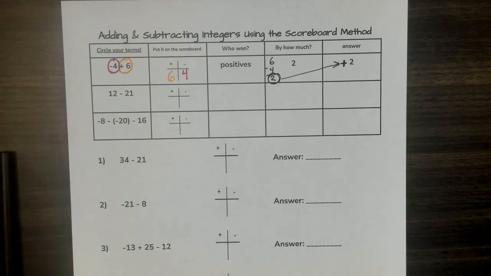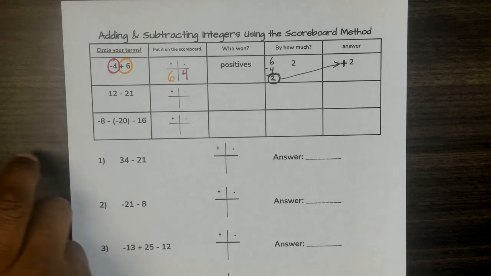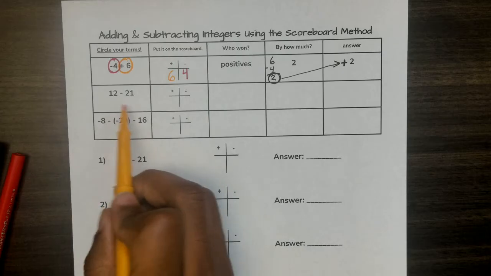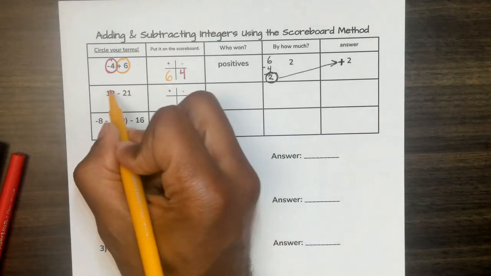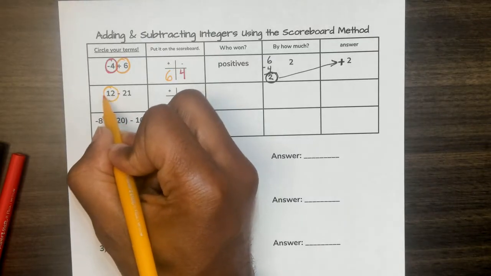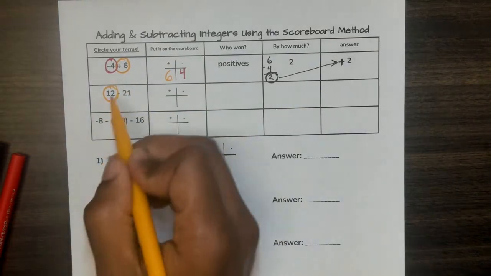Okay, let's look at our next example. Again, the first thing we want to do is circle our terms. These are our two terms here, so we're going to go ahead and circle them. The first number is a +12. We know it's positive because there is no sign in front of it.